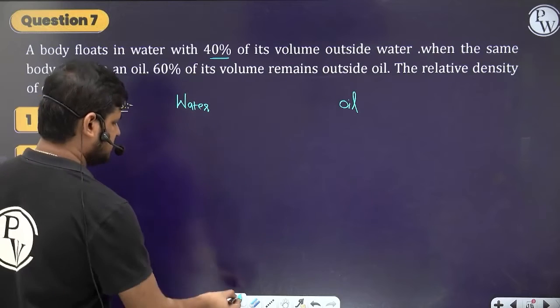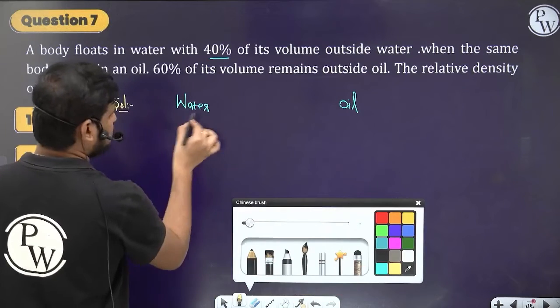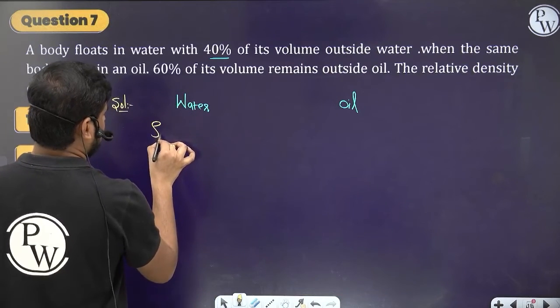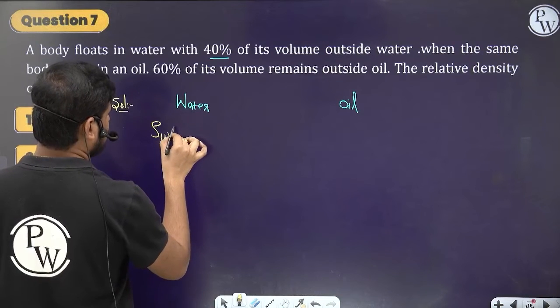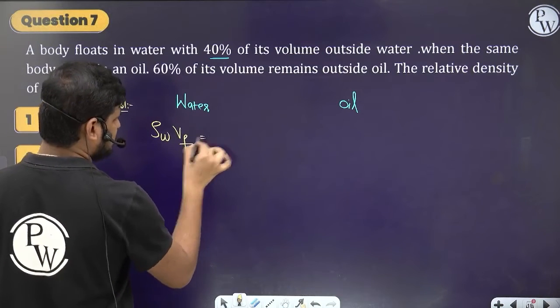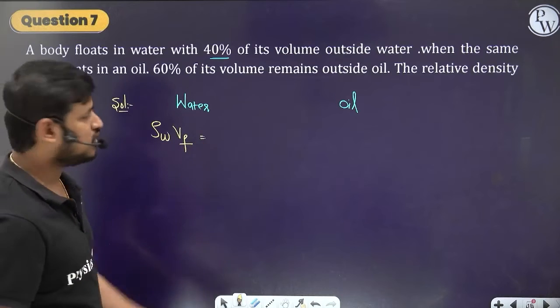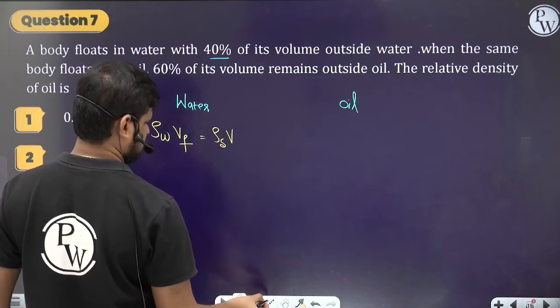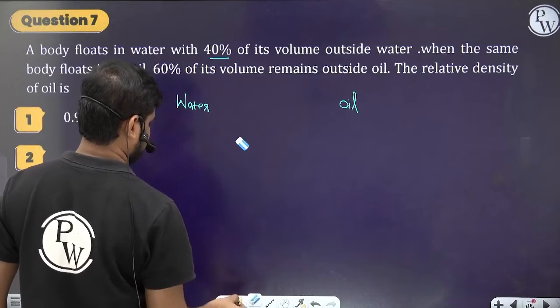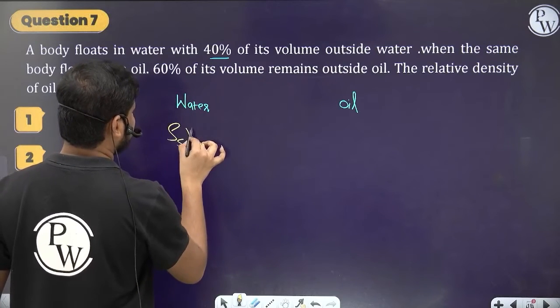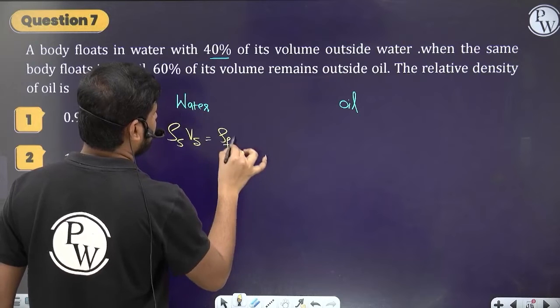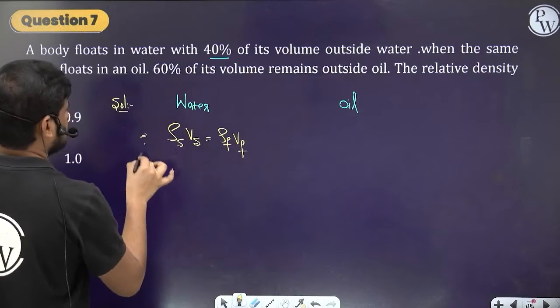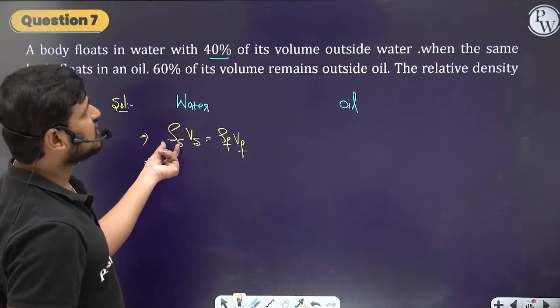See what is there, why you are thinking. See here. So here, rho of water into volume of water is equal to the solid. What is the solid? So the rho s. Let's write the general formula: rho s Vs is equal to rho f Vf. Yes, better this way.